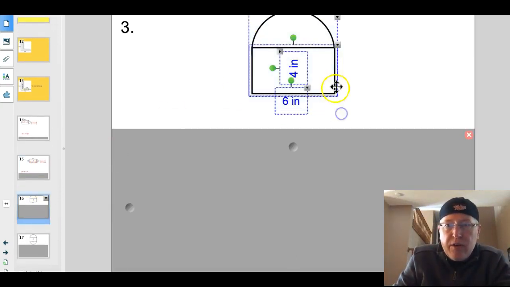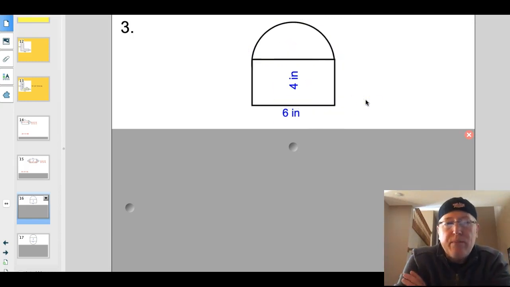All right, try this one here. Let me see if I can move it down just a touch so you can see that it's a half circle. Go ahead and pause it.